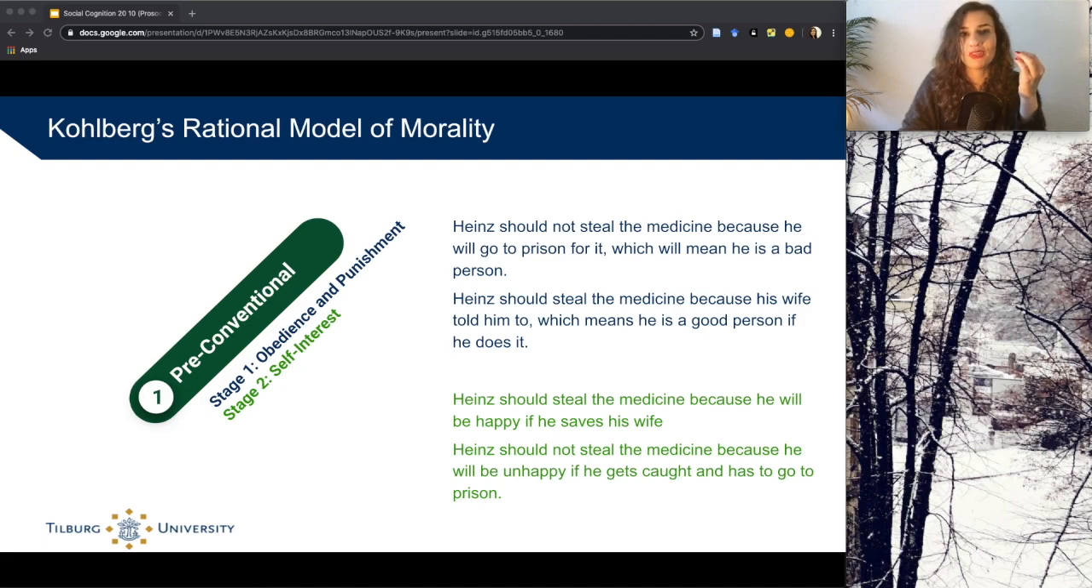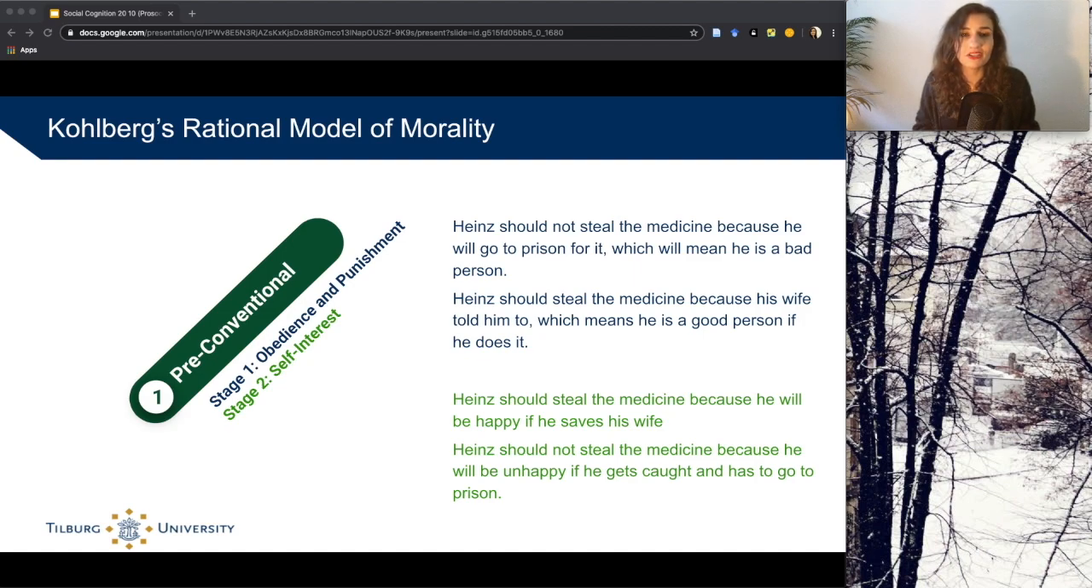So let's first talk about level 1, the pre-conventional level of morality according to Kohlberg. And of course, we should start with stage 1. And in this theory, we can kind of look at different answers to the Heinz dilemma as giving us examples for what the stage of development is about. So stage 1 is about obedience and punishment. What kind of an answer would a person who has this stage of moral reasoning give to the Heinz dilemma? An answer we might expect would be: Heinz should not steal the medicine because he will go to prison for it, which will mean he is a bad person.